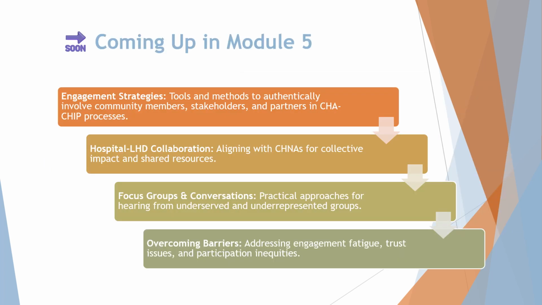So coming up in Module 5, we'll move from data to people. Next module focuses on community and healthcare partner engagement, how to build trust, ensure representation, and create lasting collaboration during the CHA CHIP process. You'll learn how to strengthen relationships with hospitals, nonprofits, community organizations, engage underserved populations using culturally relevant strategies, conduct meaningful focus groups, listening sessions, and other participatory methods. If data is the foundation of the CHA CHIP, community voice is its soul. In Module 5, we'll bring those voices to the center.